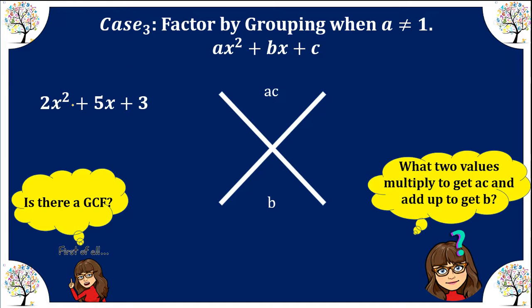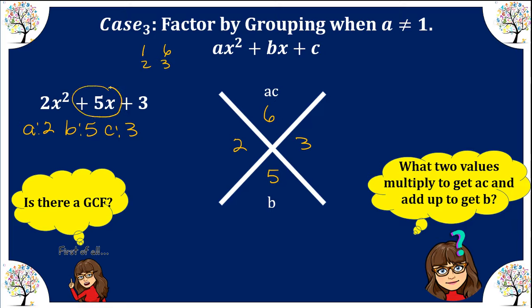Here we have 2x squared plus 5x plus 3. There is no greatest common factor. So this time our A value is 2, not 1. Our B value is 5, and our C value is 3. Our graphic organizer says multiply A times C, so we get 6, and our B value is 5. So everything is positive. We don't have to worry about any negatives. So we're looking at the factors of 6, so 1 and 6, and 2 and 3. So we're going to use 2 and 3 because they add to give 5 and multiply to give 6.